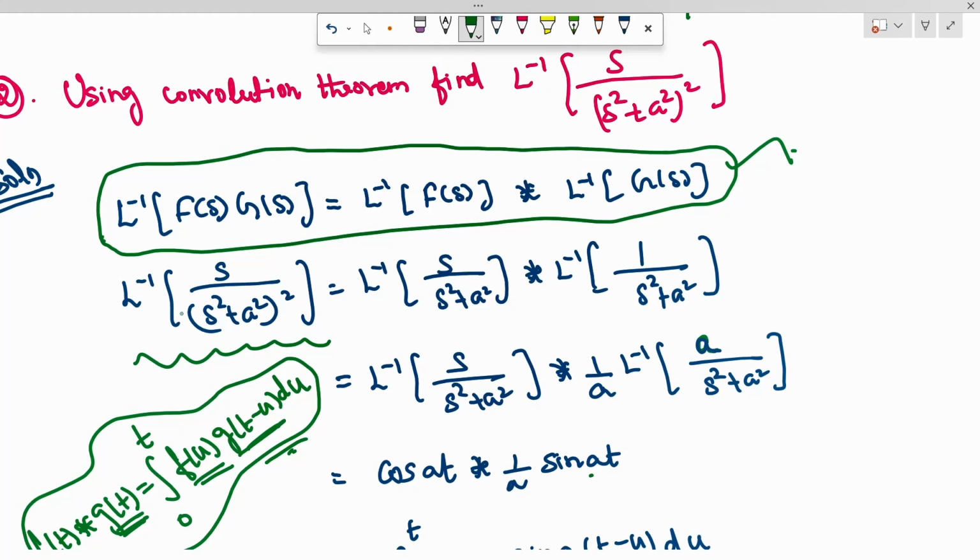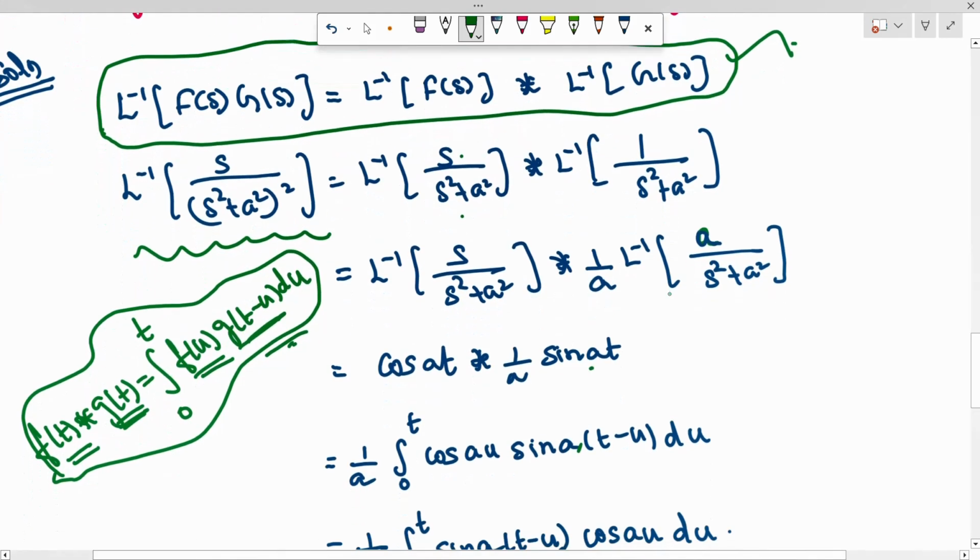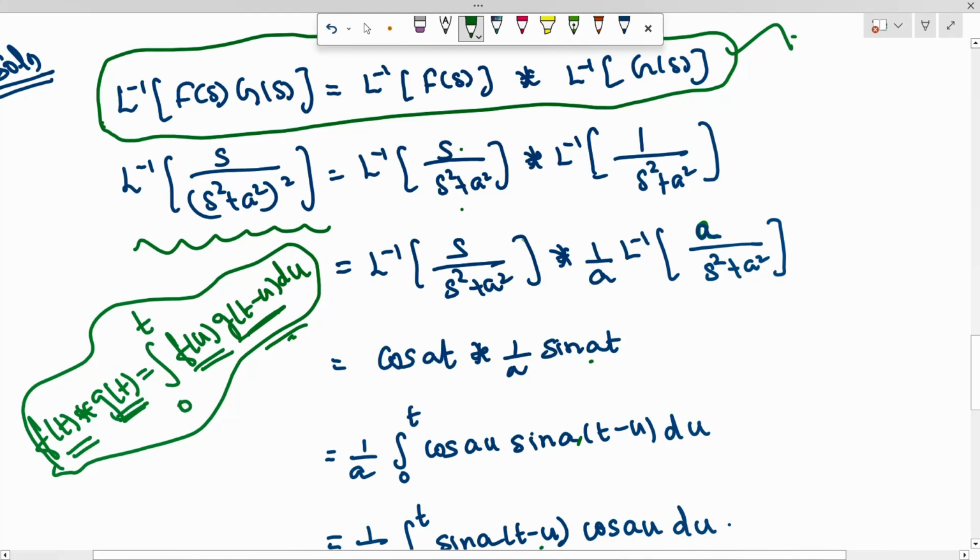Okay, our given problem is L inverse of s by (s square plus a square) whole square. We can write it as L inverse of s by s square plus a square, one term, into L inverse of 1 by s square plus a square, another term. And now apply L inverse formula here. L inverse of s by s square plus a square is nothing but cos at, we applied here.